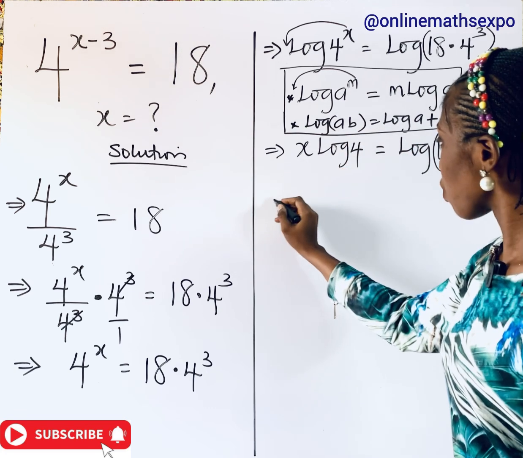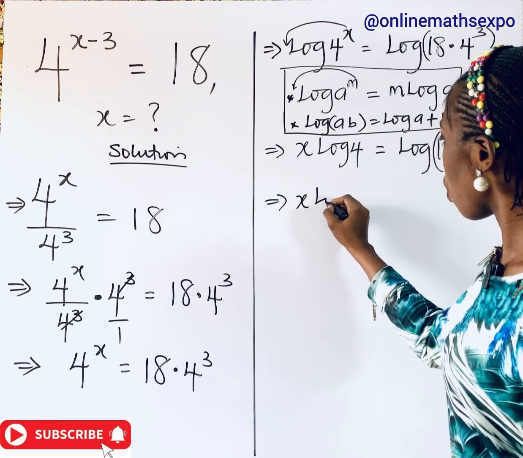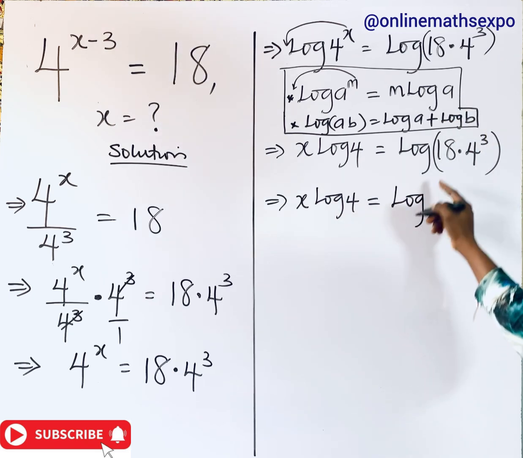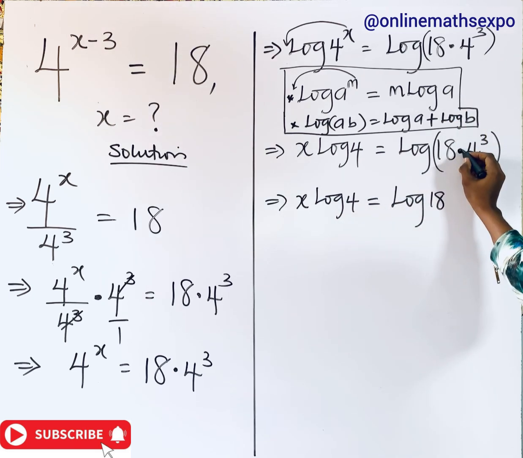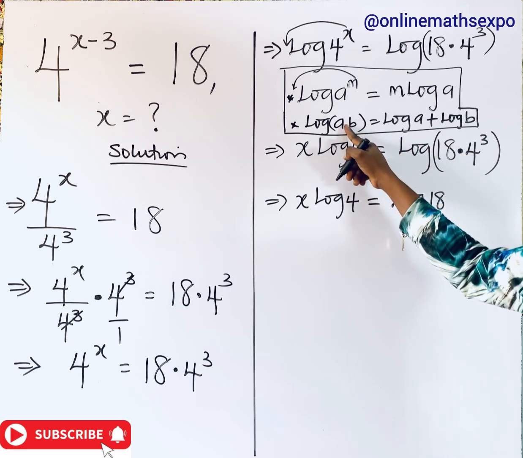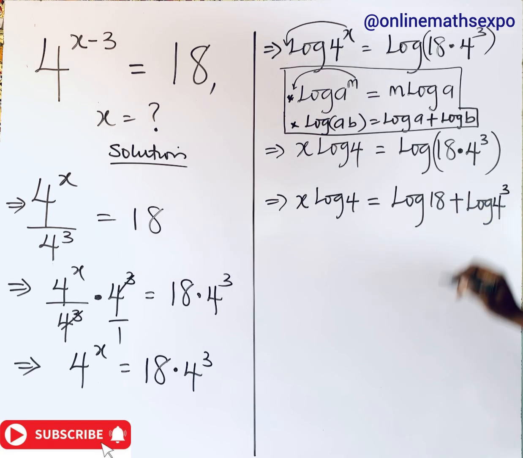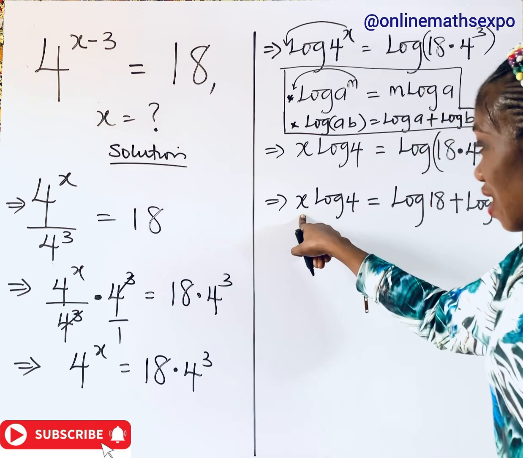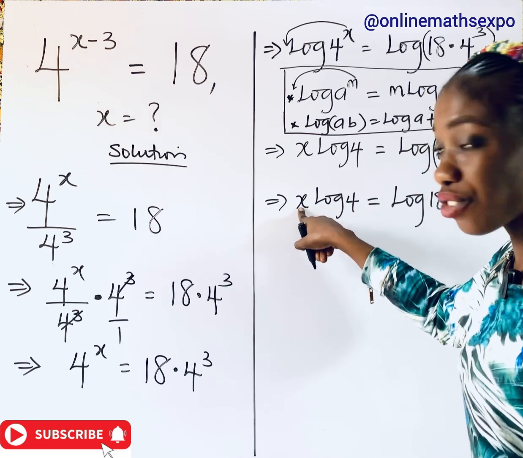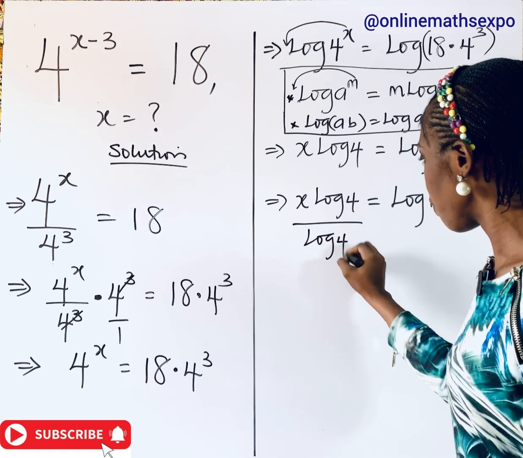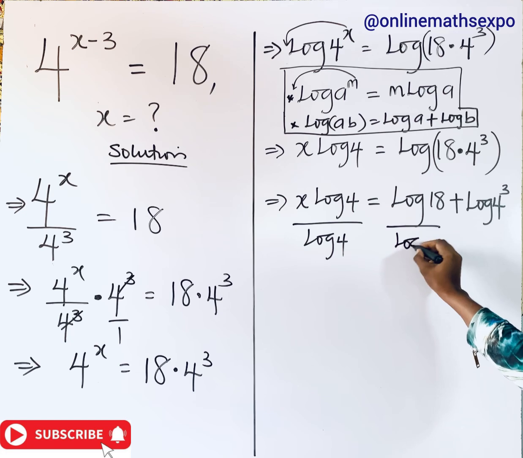So we're going to have it that x log 4 is equal to log of 18. This multiplication sign is what is here, so you're going to add. So it becomes plus log of 4 to the power of 3. So what do you do again? Remember, you are to get x. So you are going to divide by the coefficient of x, which is log 4. So we divide this by log 4 and divide each one by log 4.